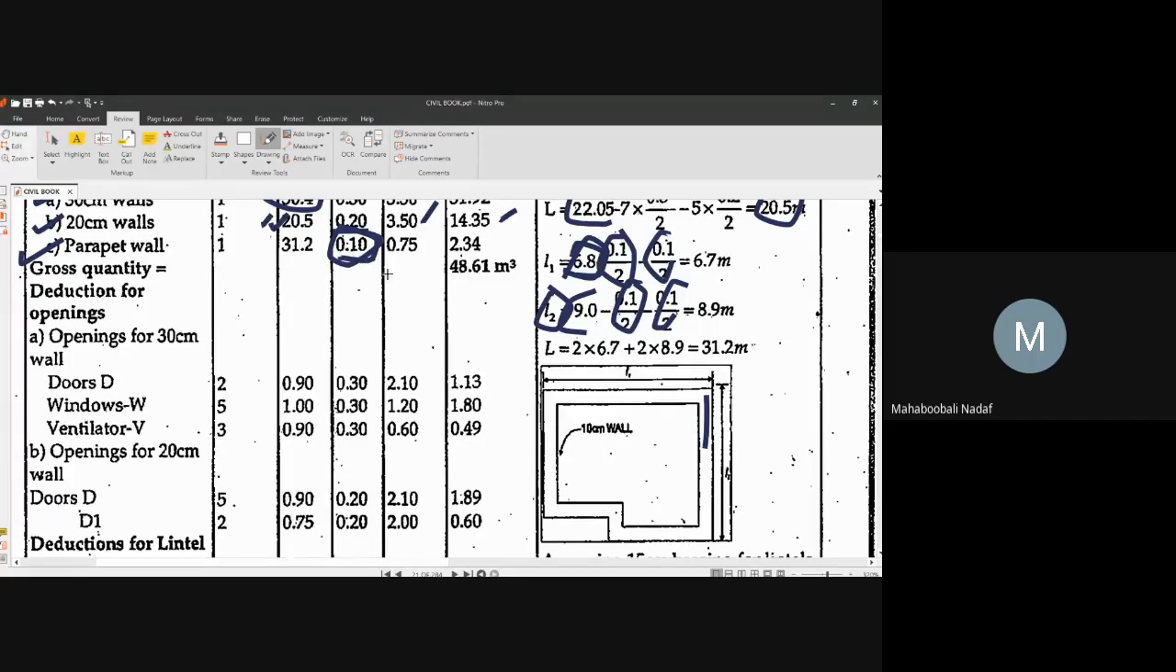Parapet wall width they have given as 0.1, okay? And parapet wall height is 0.75. How to calculate length? Length is taken outside to outside perimeter, and in each direction they are deducting 0.1 by 2, 0.1 by 2, because that is the width of the parapet. So 2L1, 2L2, which comes out to be 31.2. So they have written it here, 31.2. And multiplying, you are going to get 2.34.